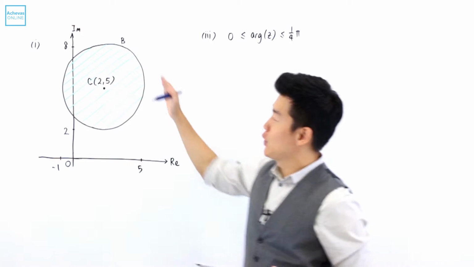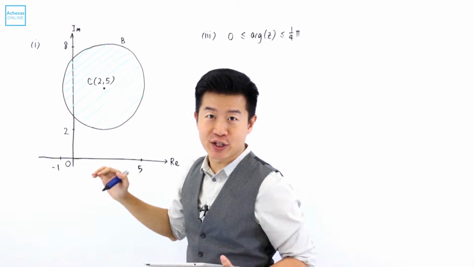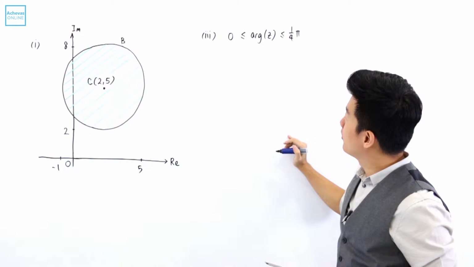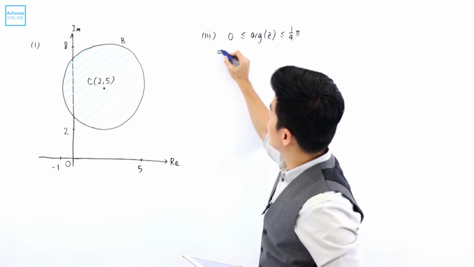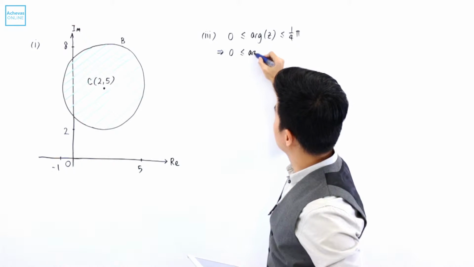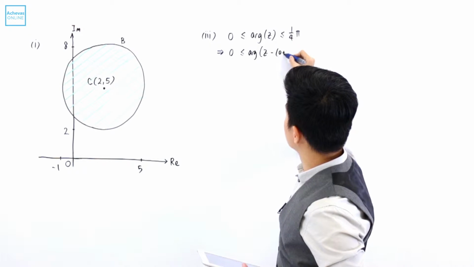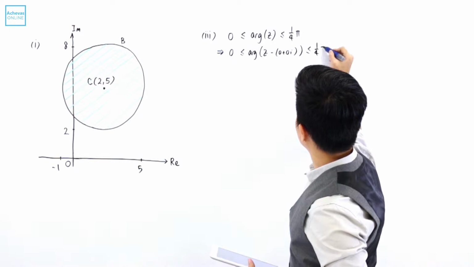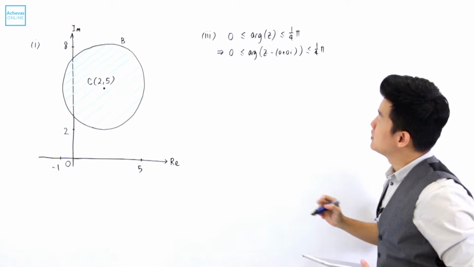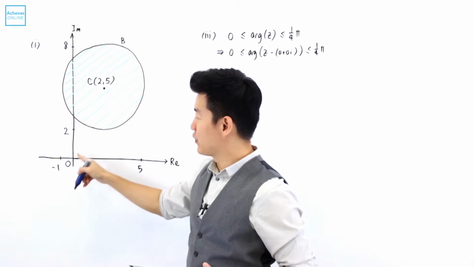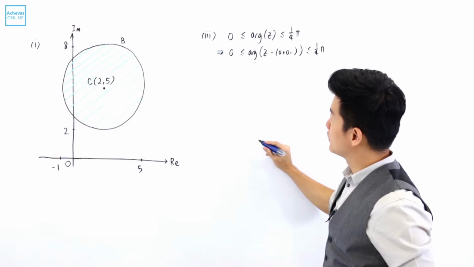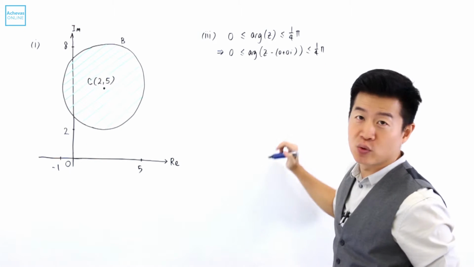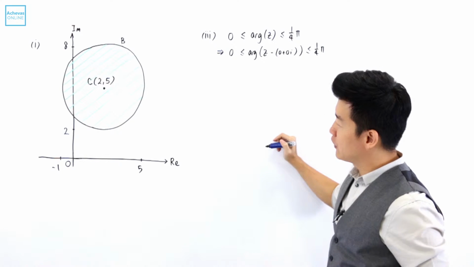Other than z being either on the circle or within the circle, now argument of z must also be between 0 to 1 over 4 pi. I can reinterpret this by rewriting it as argument of z minus 0 plus 0i must be between 0 and 1/4 pi, which means that we are looking at any point that is here with reference to the origin 0, 0, and the angle that that line is going to make is going to be between 0 to 1 over 4 pi.